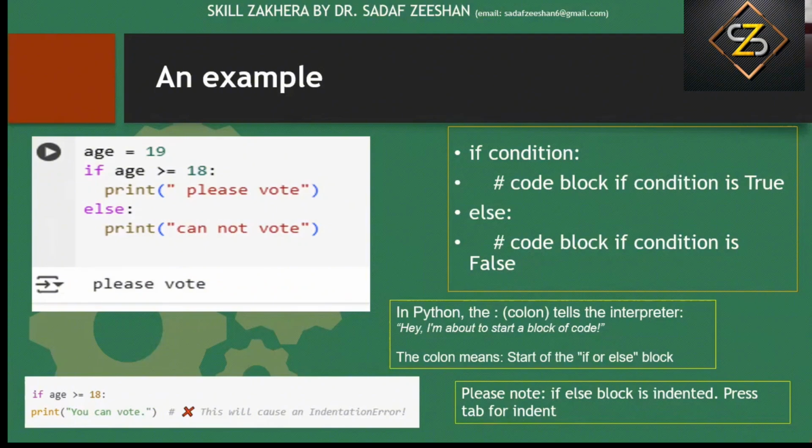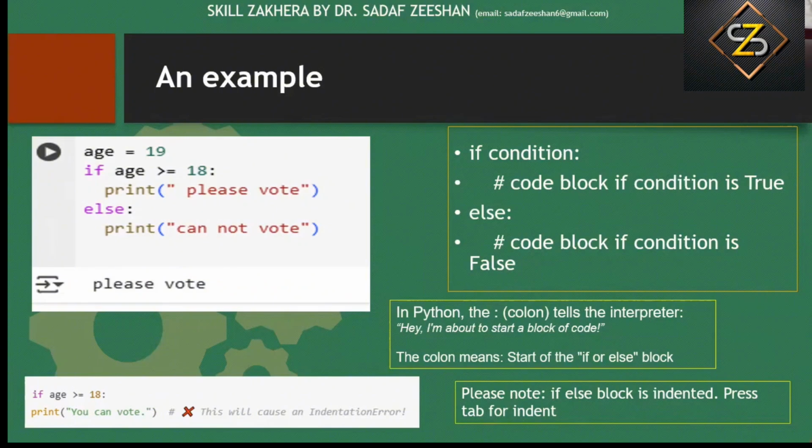Please note one thing here in Python: the colon tells the interpreter, hey, I'm about to start a block of code. So the colon here means the start of the if or else block. After if, I'm going to give a condition and make sure that I put a colon over here. Similarly, after else also, I'm going to put a colon. Please also note that the if block is indented. Press tab for indent. So you need to press an indent for the code to continue.